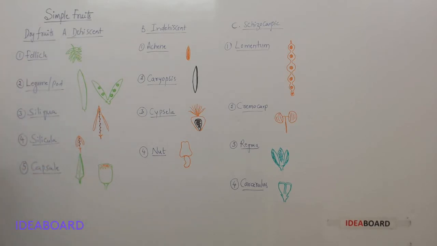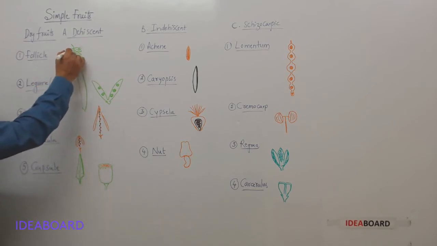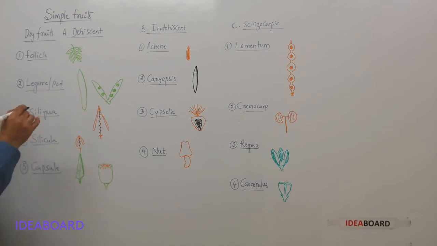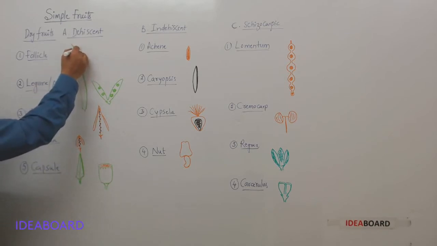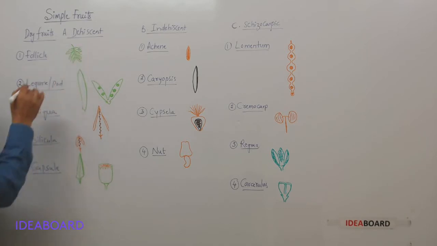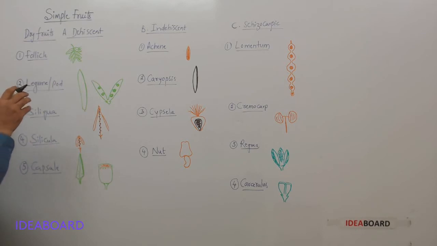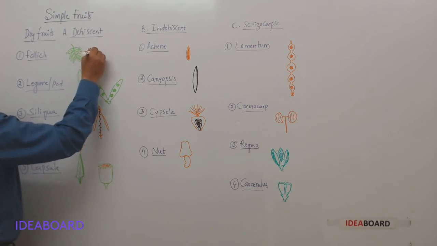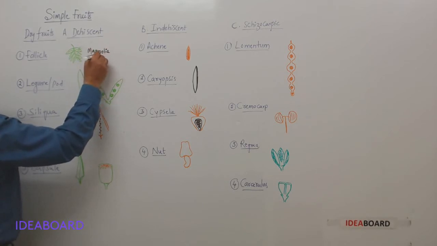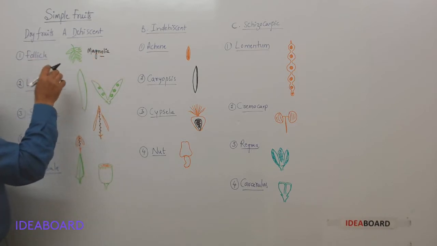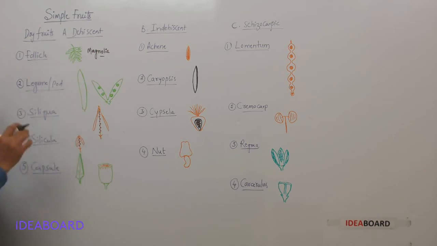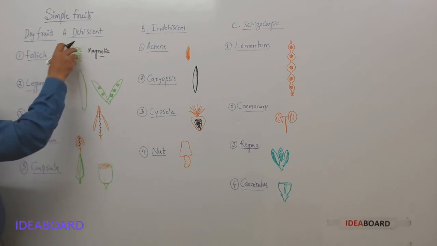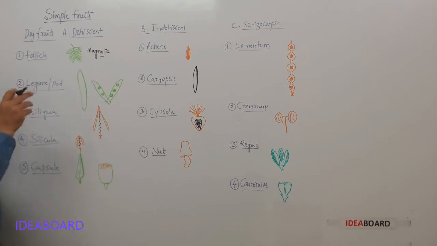Under dehiscent fruits, we have five types. One is follicle, and it dehisces only on one suture, that is on the ventral suture. Only on one suture it breaks, and of course these fruits, the follicles, generally appear among aggregate fruits. Like for example, magnolia. But when we are talking about an individual one, it is a follicle.